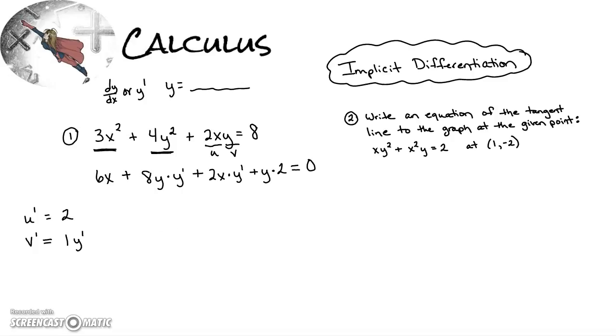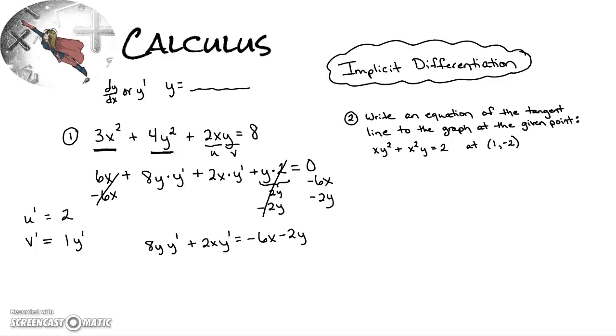Now the next step is to get the y primes alone. So what I always do first is start moving anything that does not have a y prime, like this 6x. I can subtract 6x over to the other side. And if you look, we have this y times 2, same thing as 2y. Think of it that way. So I'm going to subtract 2y to the other side also. So now that's going to be gone, and that's going to be gone. So I'm going to rewrite everything. 8y y prime plus 2x y prime is now equal to negative 6x minus 2y.